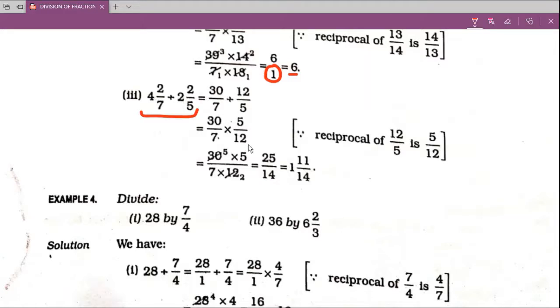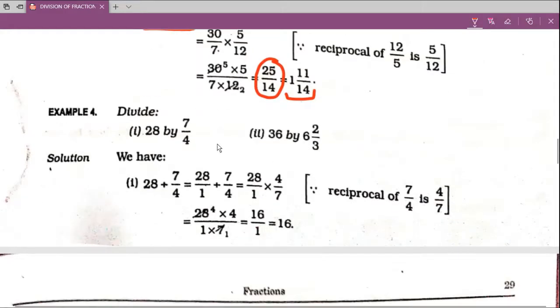30 and 12, the common divisor is 6. 6 fives are 30 and 6 twos are 12. And 5 into 5 is 25 and 7 into 2 is 14. 25 by 14 is an improper fraction, and it will be changed into a mixed fraction. 1 whole 11 by 14 is the answer of this one.